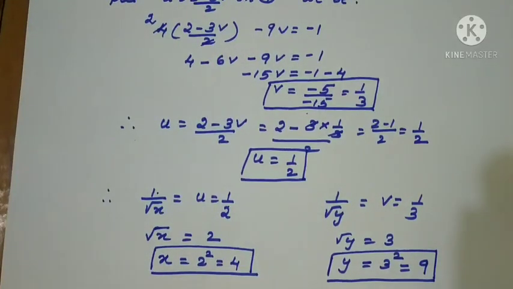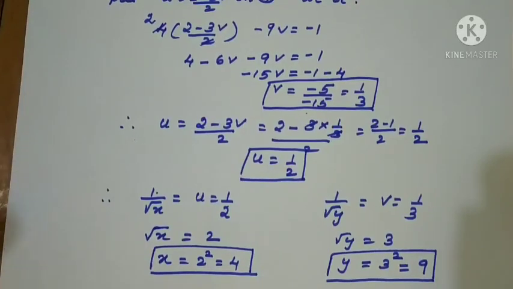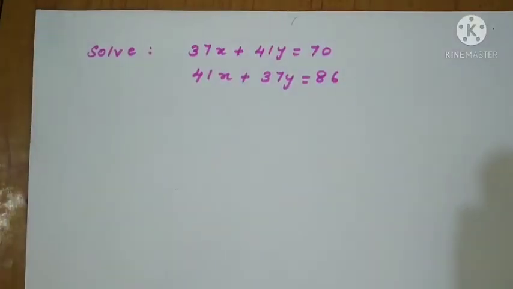So any method you can apply. Here we have applied the substitution method, even though elimination is easy here. So we have applied substitution because you need practice for each and every method. So you must continue in that way. So what are the answers for this question? x equal to 4, y equal to 9.